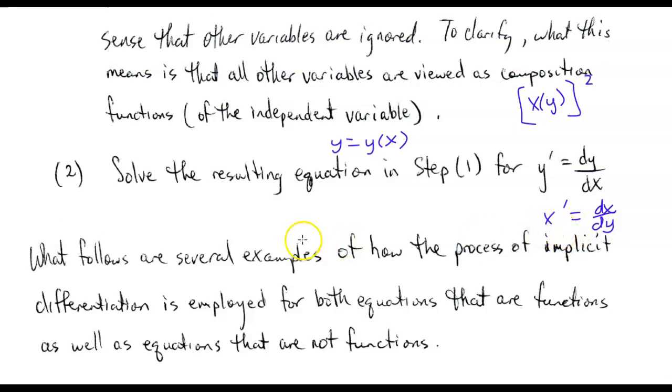So what we're going to do next is some mini examples here where we're going to do the process of implicit differentiation, and we're just going to see how to actually work that out and how to employ the chain rule.